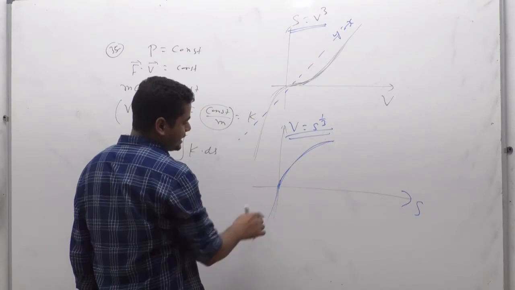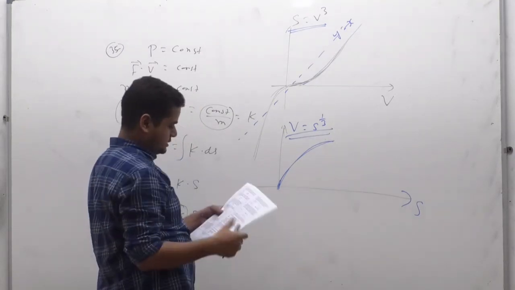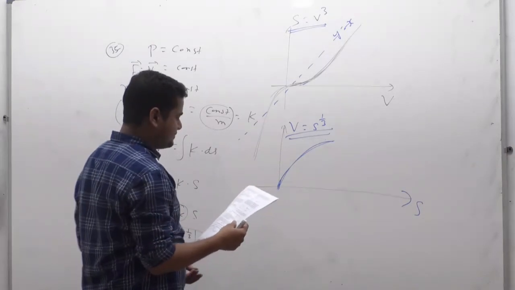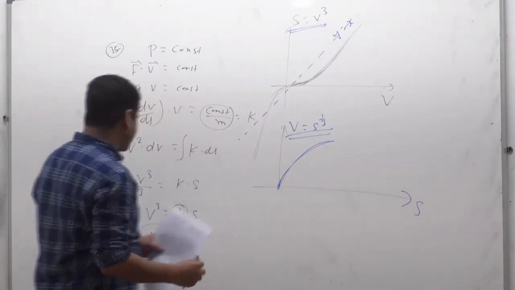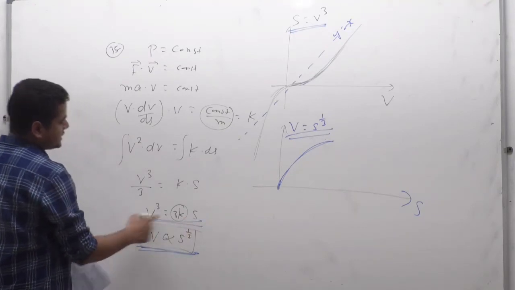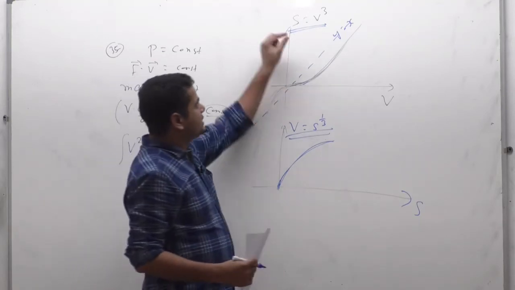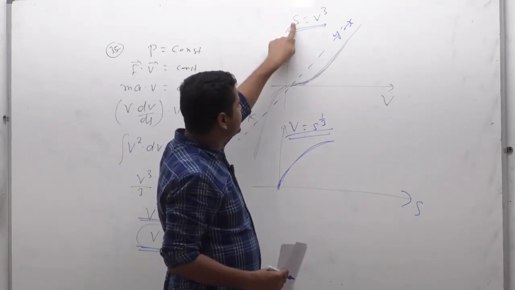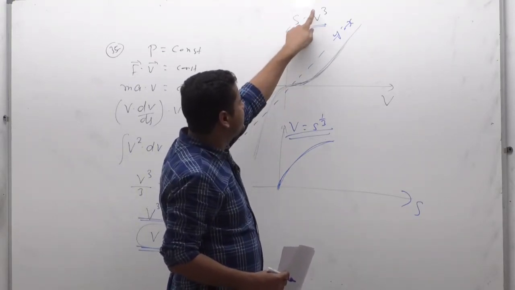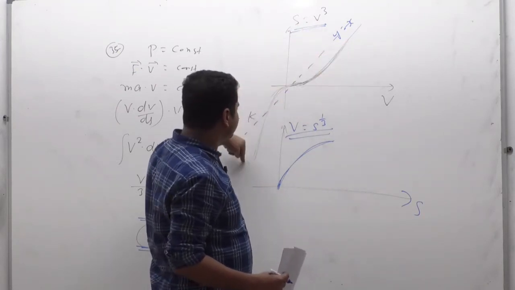The graph is something like this, but negative displacement is not there. So the graph will be this, which is matching with option B. So B is the correct explanation. This is the relation between velocity and displacement, and accordingly we can plot the graph. Displacement is proportional to velocity to the power 3, so this is a cubic function, and the graph for a cubic function is exactly like this.